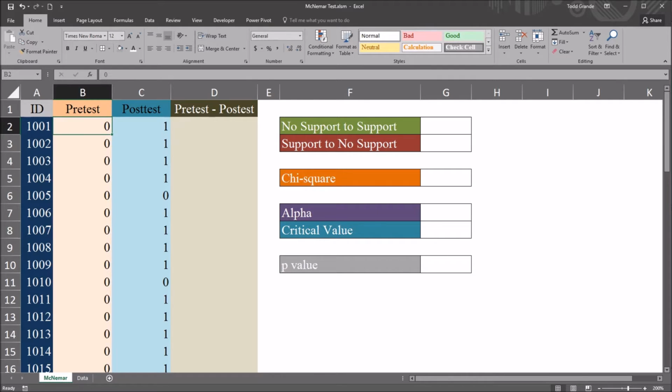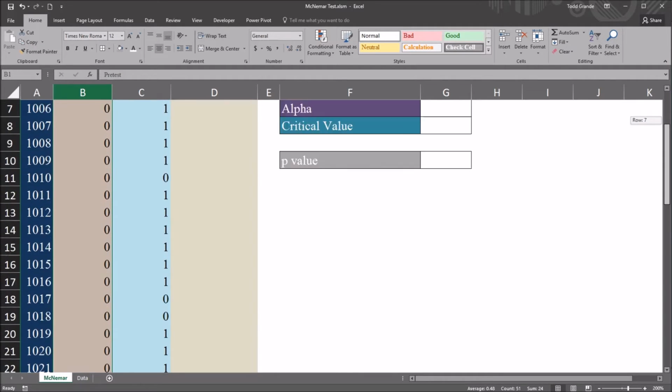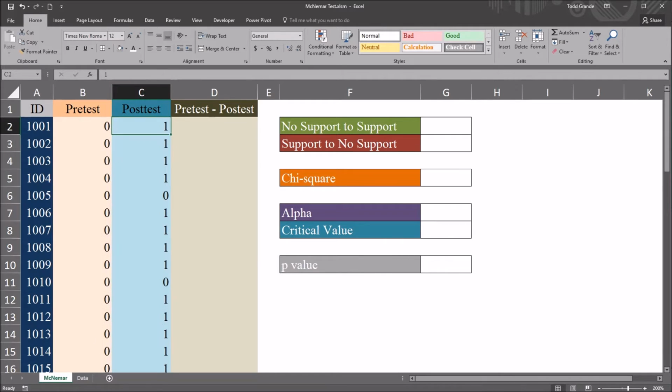So here, a 0 represents no support for the theory, and a 1 represents support. So each variable here is dichotomous, and there's 2 variables. So this is a 2x2. So in this situation, we may choose to use a McNemar test. McNemar test can only have 2 variables. They need to be related, so the same participant taking a test twice, and it needs to be 2 levels for the first test and 2 levels for the second test, 2x2.